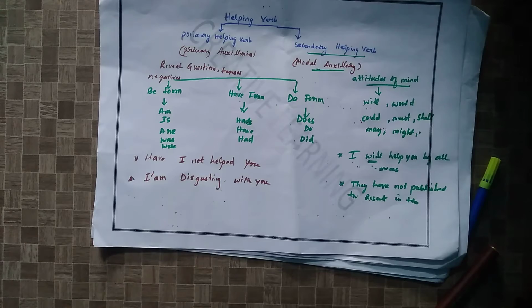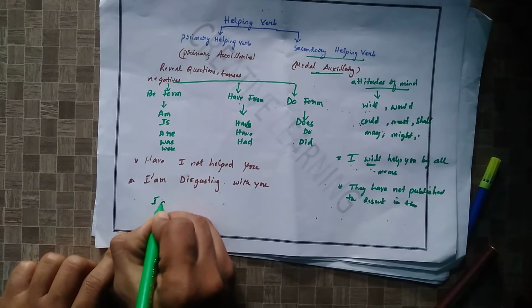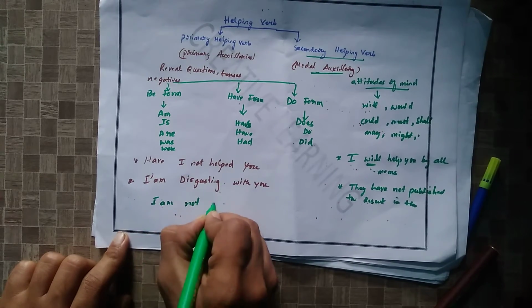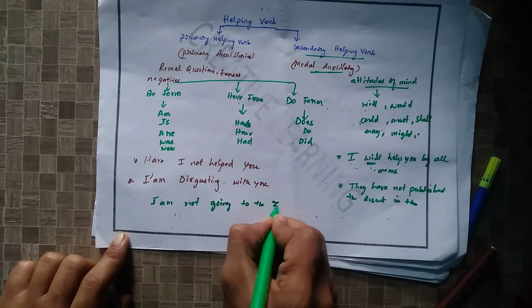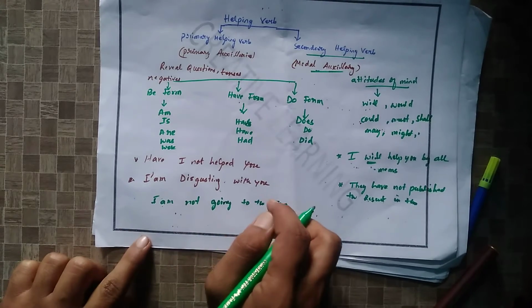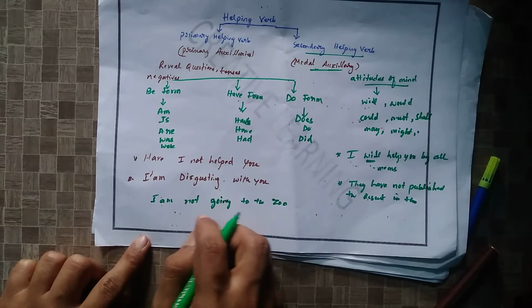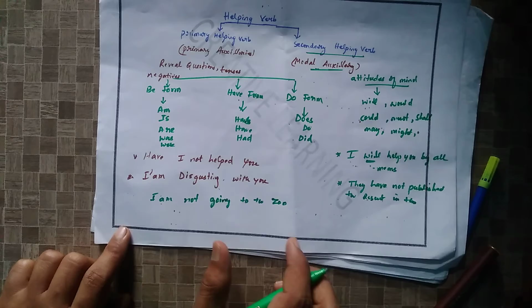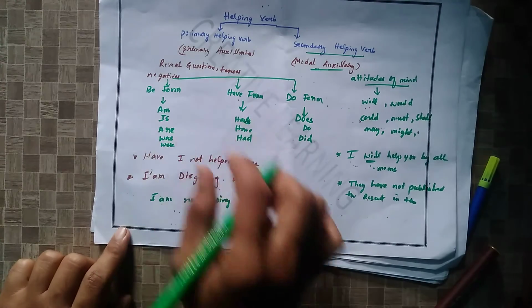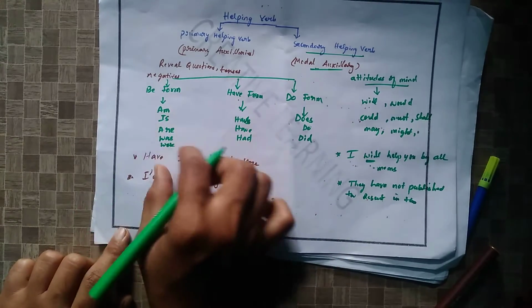For example, I am not going to the zoo. Next, I am not visiting my family. I am not doing my homework. I am not working today. Are some of the examples of how to use the be form.